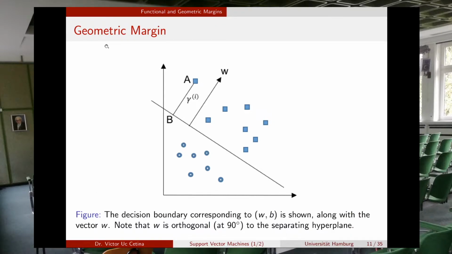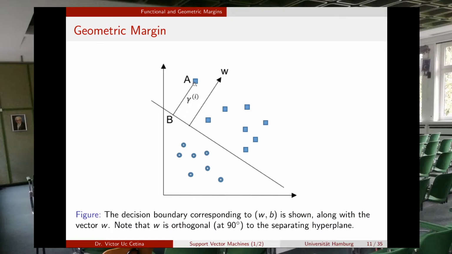In this case, now we are going to talk about geometric margin. And in geometric margin, we will consider each of our points as vectors. So consider that we have this decision boundary defined by the parameters w and b. And we know that the w vector is orthogonal to the decision boundary.